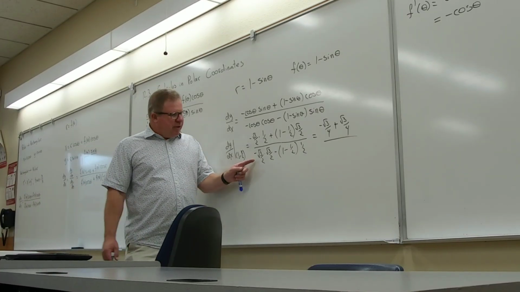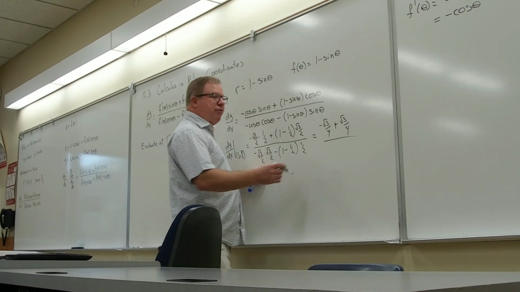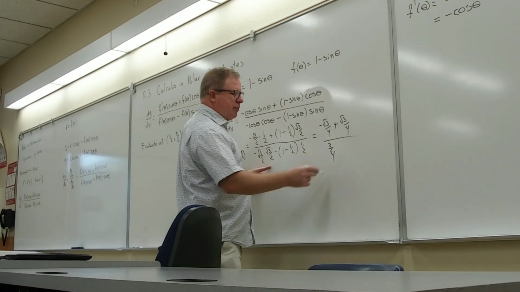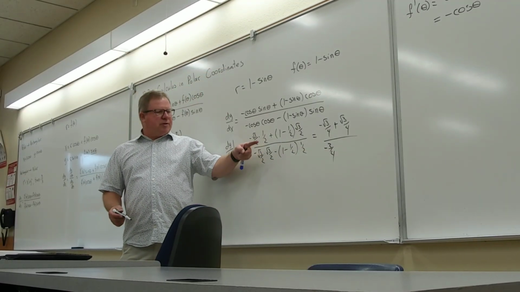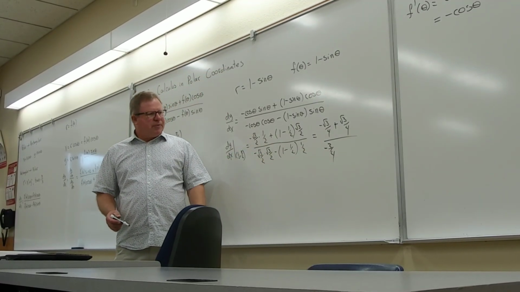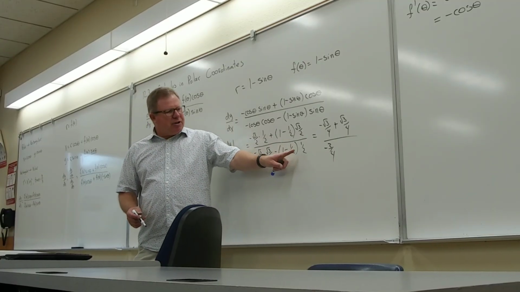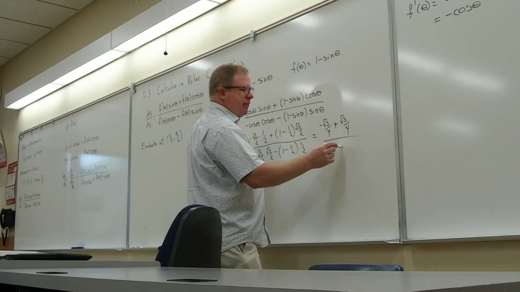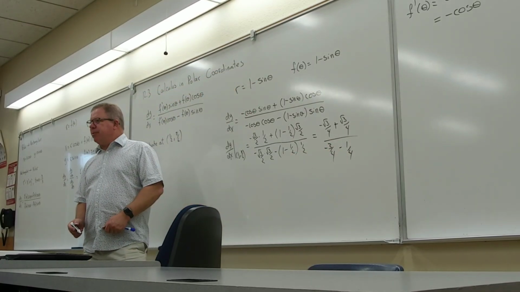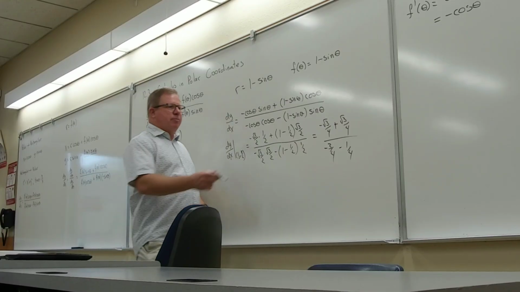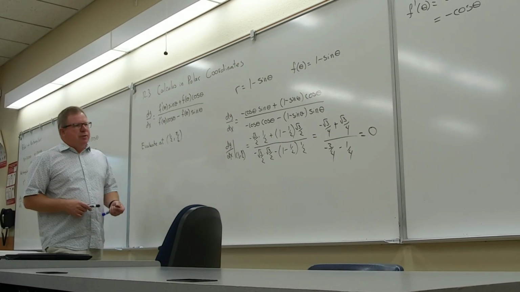Well, let's check that. Negative root 3 over 2 times root 3 over 2 is negative 3/4, because root 3 times root 3 is 3, and 2 times 2 is 4. 1 minus 1/2 is 1/2, and 1/2 times 1/2 is 1/4. Is that denominator going to come out to 0? No. But the numerator does, so the answer is 0.